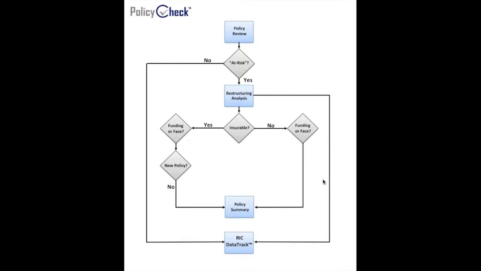So if they're insurable, they basically have now four choices. They could modify the funding or face on the current policy, or they could determine the correct funding amount or a reduced face on a new policy. So that's the next decision point that we need to make, and that is determined in part by how competitive the restructuring analysis is. So for instance, if the new policy would be extremely competitive, or there's a compelling reason to make a modification, and they choose to take the new policy direction, we would go that direction.